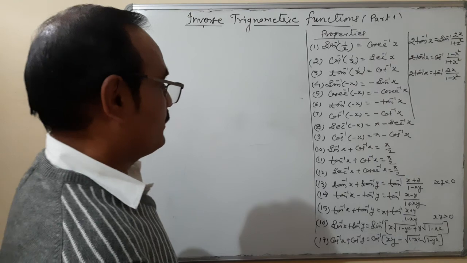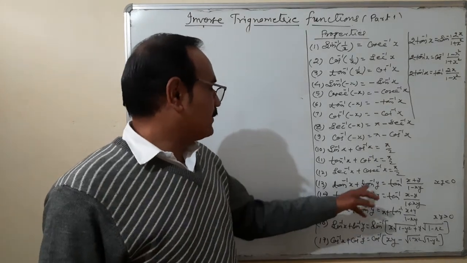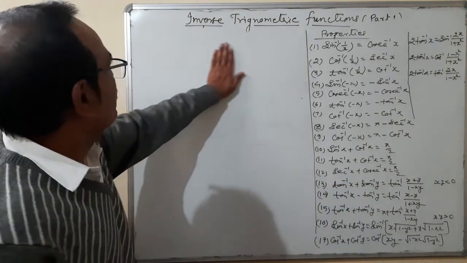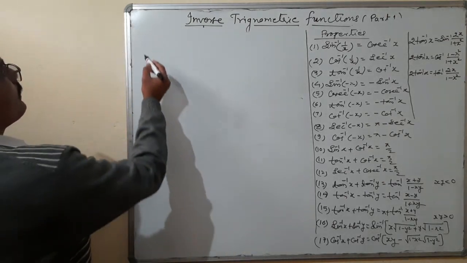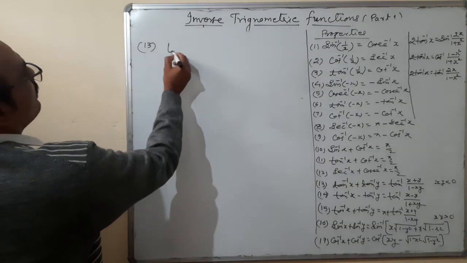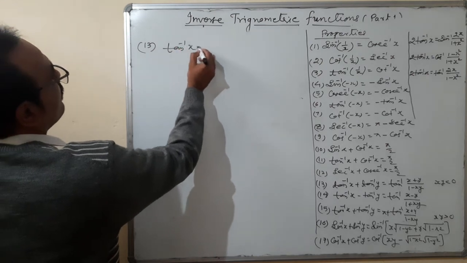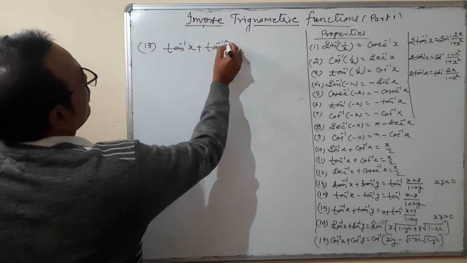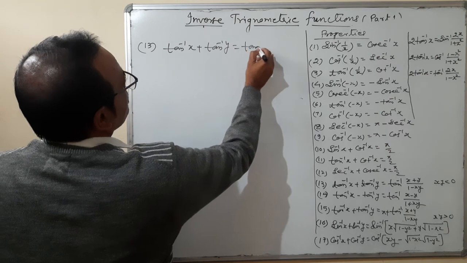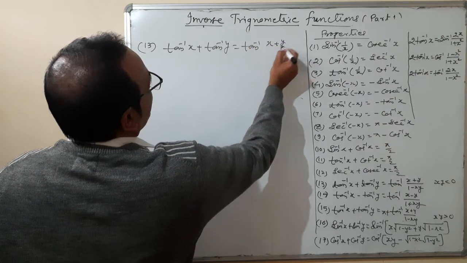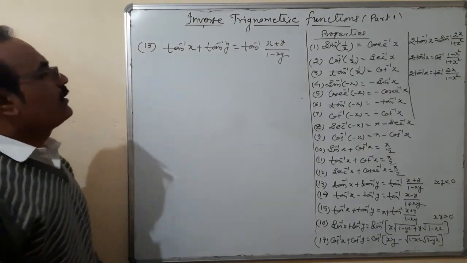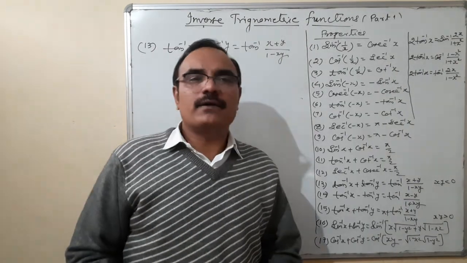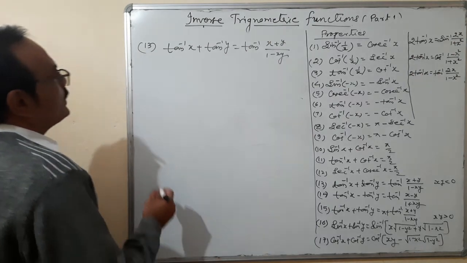13, 14, 15. For 13th, I am taking tan inverse x plus tan inverse y is equal to tan inverse of (x plus y) upon (1 minus xy). Here we will use the direct formula for tan(a plus b).